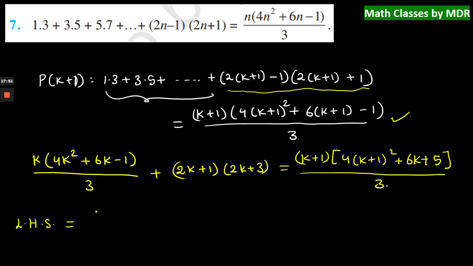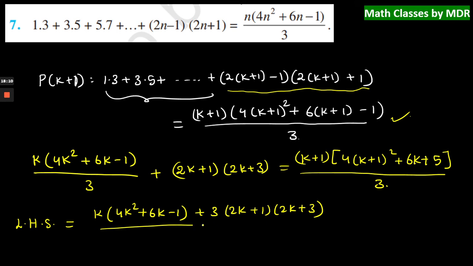Right, left hand side is k into 4k square minus k into 4k square minus plus 6k minus 1 plus 3 into 2k plus 1 into 2k plus 3, upon 3, by taking LCM here. So anyway, the denominators are same by now. So the only thing is that we have to simplify the numerator and show that this numerator is equal to this numerator. Right? So let us try to do that.